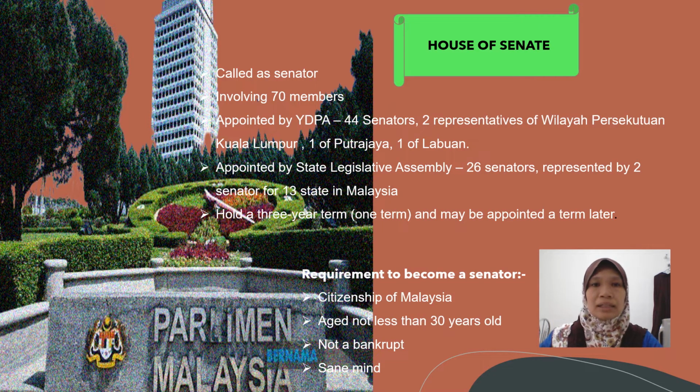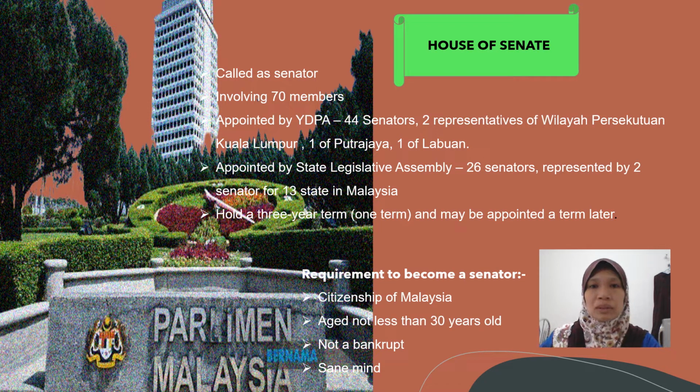House of Senate. The Dewan Negara, or House of Senate, is the upper house of the Parliament of Malaysia, consisting of 70 senators. 26 are elected by the state legislative assemblies, with 2 senators for each state, while the other 44 are appointed by the Yang di-Pertuan Agong, including 4 who are appointed to represent the federal territories: 2 from the Federal Territory of Kuala Lumpur and 1 member each from the Federal Territory of Labuan and Putrajaya.